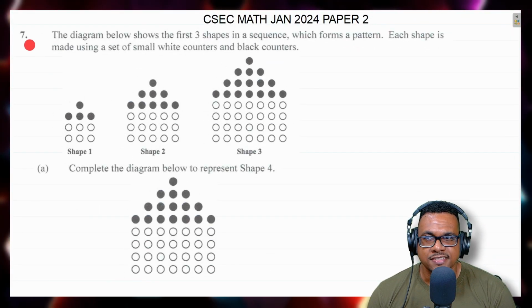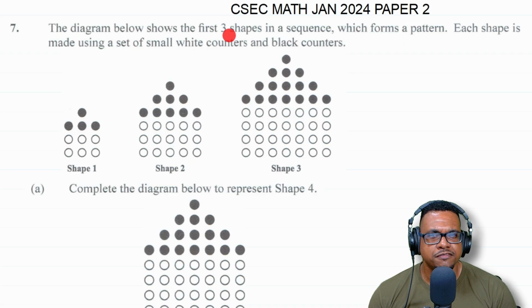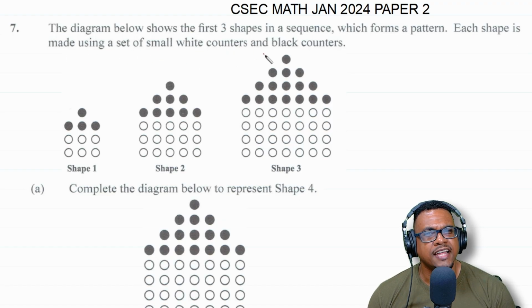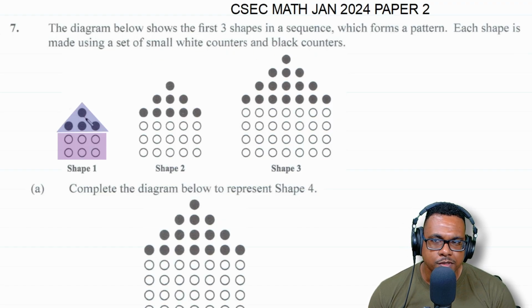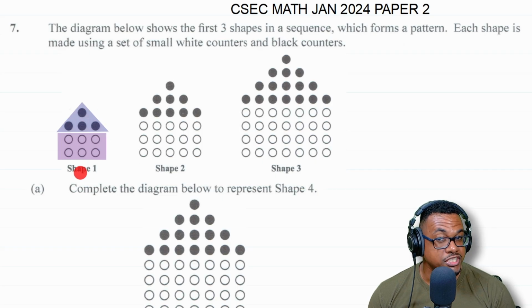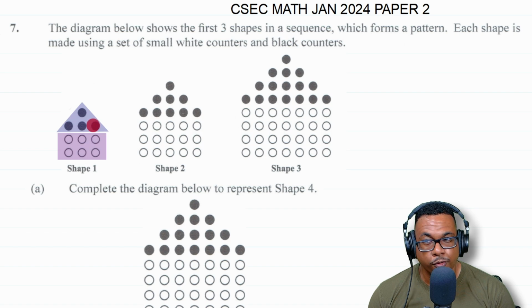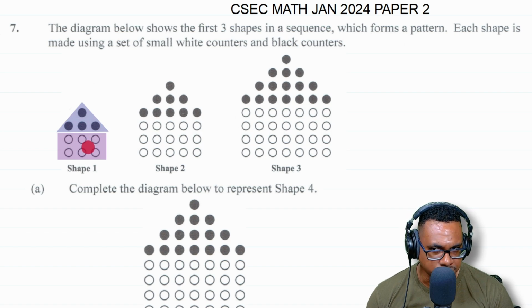Now, in this question 7, the diagram below shows the first 3 shapes in a sequence, which forms a pattern. Each shape is made using a set of small white counters and black counters. So we can see black counters here, and then we have the white counters here. And this will be shape 1. So we have 4 black counters, and 6 white counters.